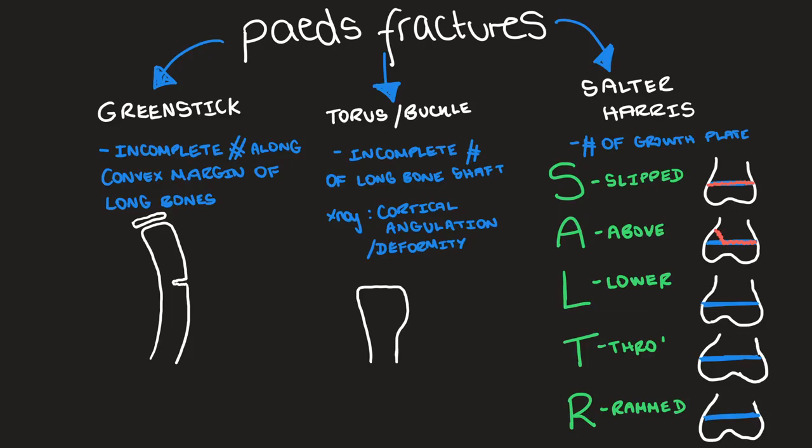Type 3, L for lower, goes through the growth plate and goes through the epiphysis. T, type 4 for through, goes through the metaphysis, the growth plate, and also the epiphysis. Lastly, type 5, R for rammed, is a fracture through the growth plate in which there is impaction, and this is quite a serious injury.